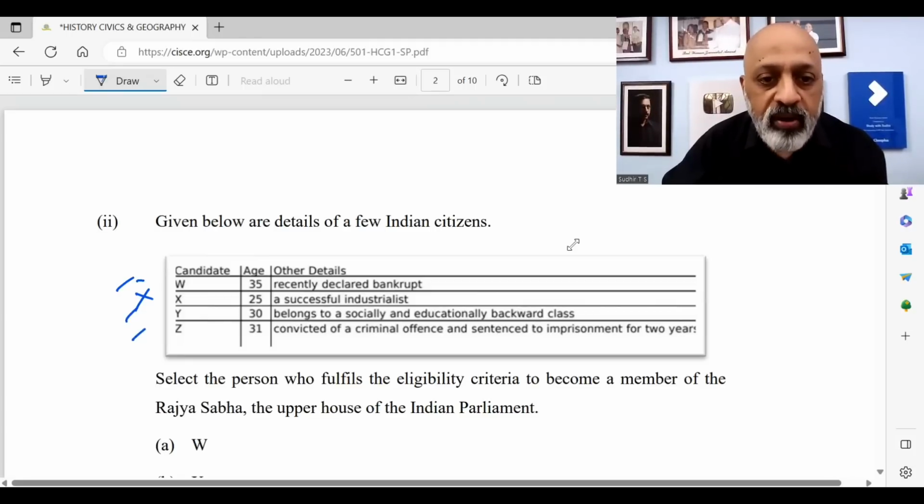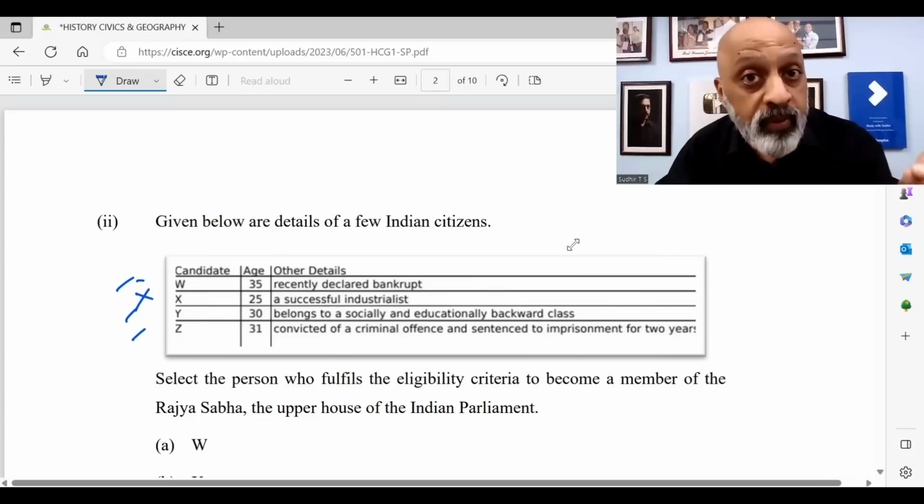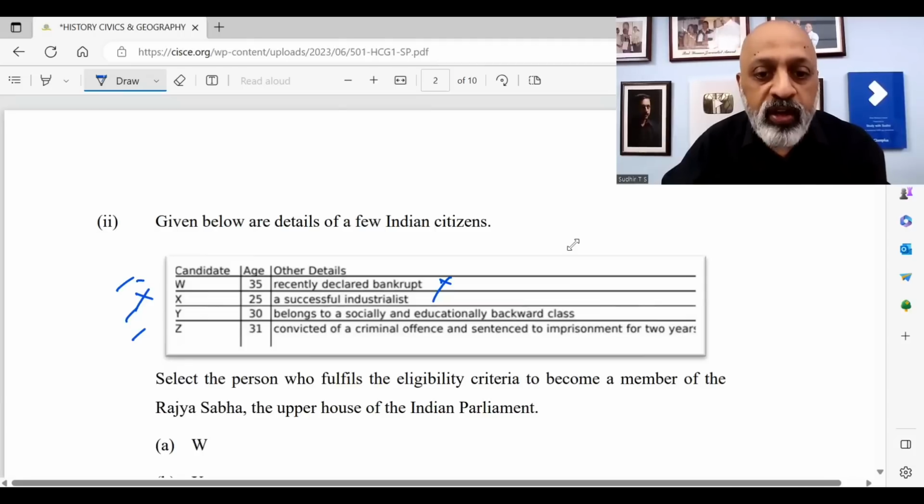Now इसमें आप देखिए, recently declared bankrupt. Now that is a disqualification to become a member of the Rajya Sabha. तो ये भी कट गया. Convicted of a criminal offense, if you are convicted, if you are a proclaimed criminal, you cannot, and sentenced to imprisonment for 2 years, you cannot become an MP. Okay, so ye bhi cut gaya. So that means this is the right one.